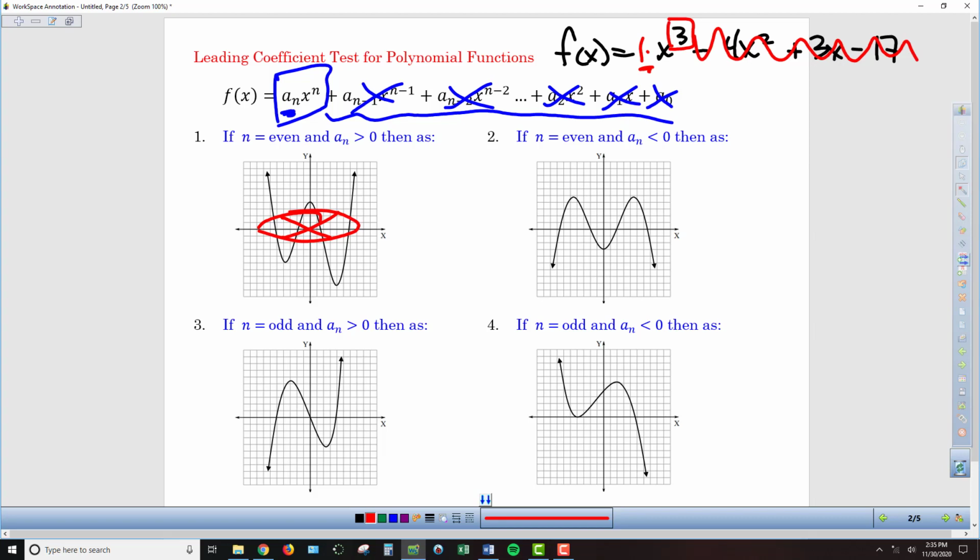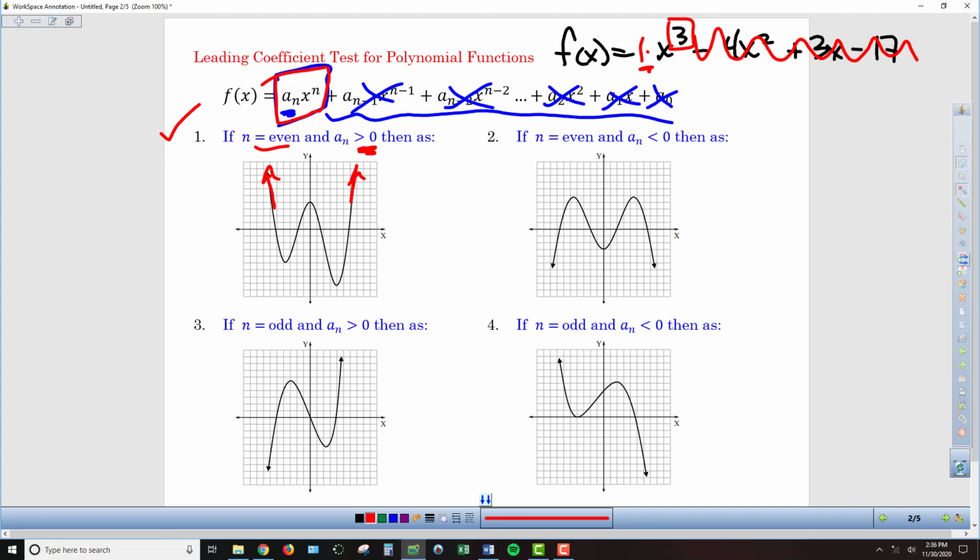Well, let's start off with this first example here. Let me clean up a little bit. For the first example here, we say, all right, if the highest exponent, the n on the exponent for x, is even, and that leading coefficient, the a sub n, the coefficient in front of it, is greater than 0, meaning it's positive, then we're going to see a graph along the lines of what we see here. That means that both sides are going to take off and go to positive infinity.